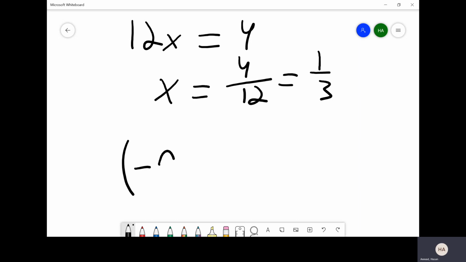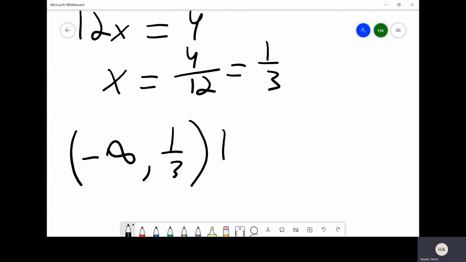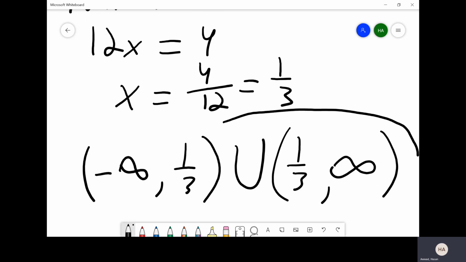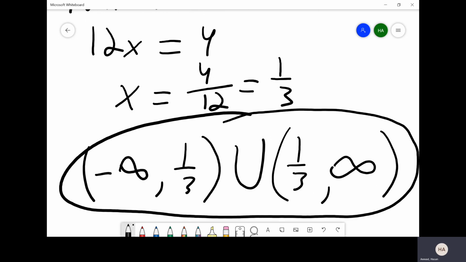So we have all the numbers coming from the left until we hit 1/3, and we don't want to include 1/3, so we write a parenthesis. And then we also know that all the numbers after 1/3 are going to work as well. So we do the union. We're talking about all the numbers to the left of a third, all the numbers to the right of a third, but we don't want to include a third. Hence, we are not writing any brackets, right? So this would be our answer for the domain.